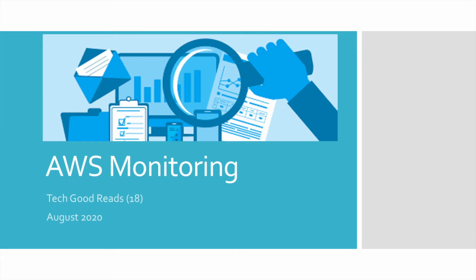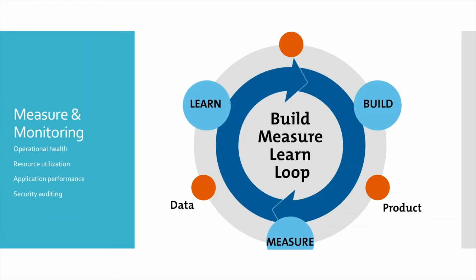Today I will talk about AWS monitoring. In the Lean Startup, we have a build, measure, learn loop. Using this loop, we can gain knowledge about our system and develop it. The measure part is very important. Today we use AWS to monitor and measure it. Mainly we can use it to check operational health, resource utilization, application performance, and security auditing.